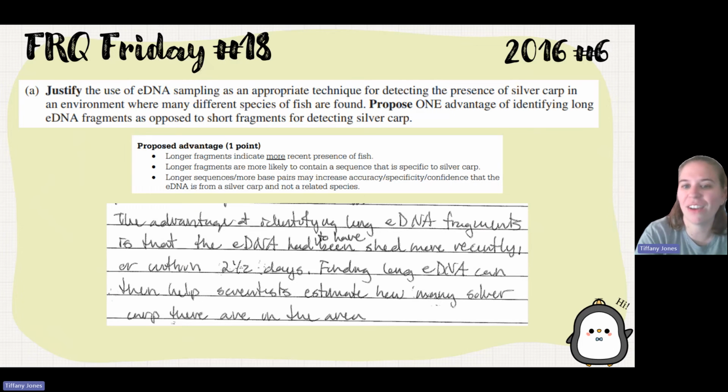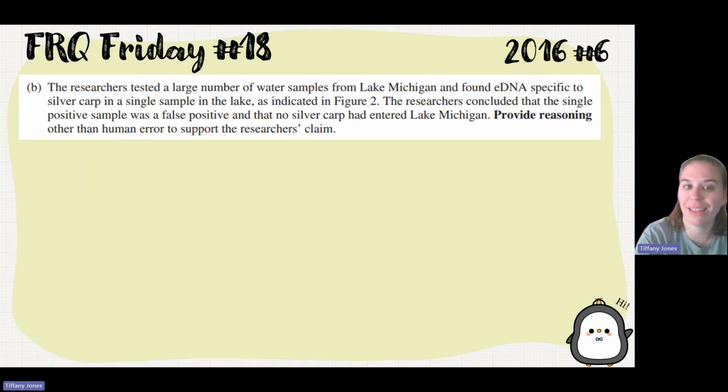Second thing, propose one advantage of identifying long eDNA fragments as opposed to the short ones. The advantage of identifying long fragments is that the eDNA may have been shed more recently, or within 2.5 days. Finding long eDNA can help scientists estimate how many silver carp there are in that area.